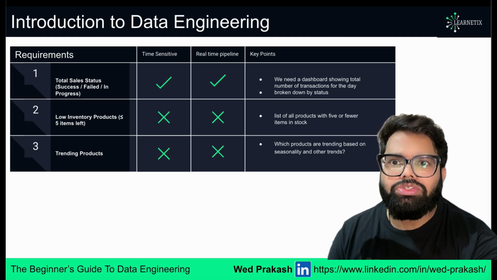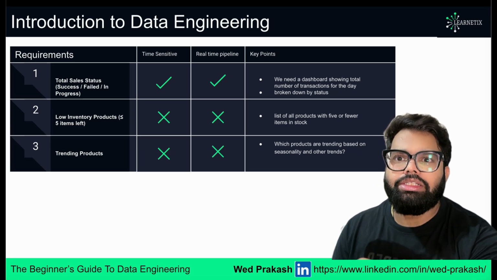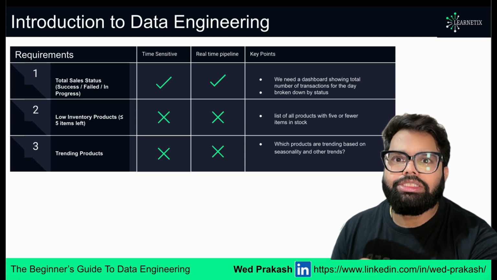Because the answer to this question determines whether we build a real-time pipeline or a batch pipeline to move data from the application database to Zoya's database. To find the answer, let's look at the requirement. Requirement number 1. We need a dashboard showing the total number of sales for the day, broken down by status like success, failed, and in progress transactions. Now remember why we are building this. 50% of orders failed in a single day, that's huge. The CEO is worried.